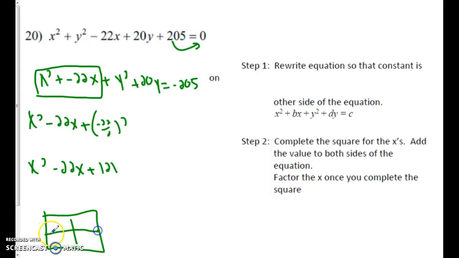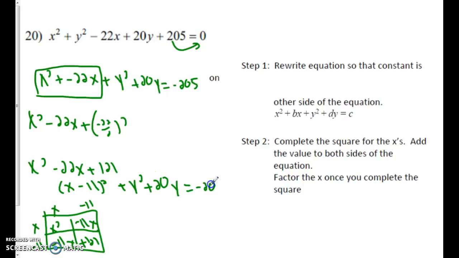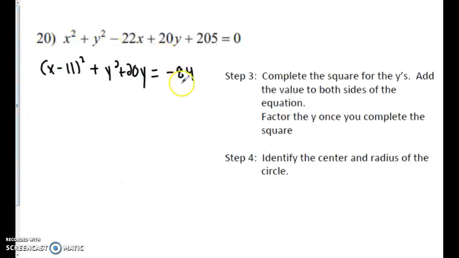We'll factor this out. So I have x squared plus 121. What gets me 121 with a sum of 22? I think it's 11, right? Negative 11x. So I have an x and negative 11, negative 11. So it looks like I have x minus 11 squared plus y squared plus 20y equals negative 205. I need to make sure I add the 121 to this side. So that gives me this.